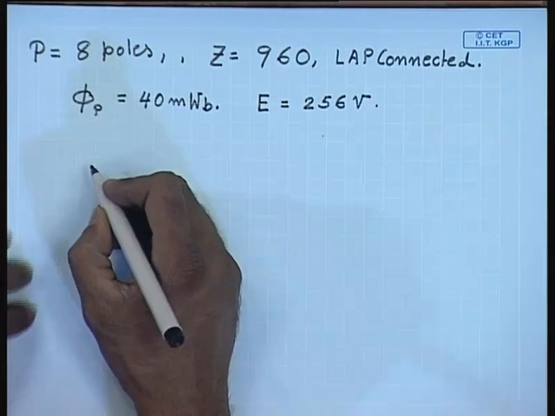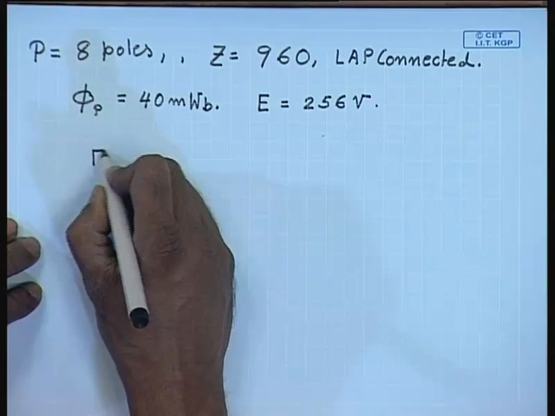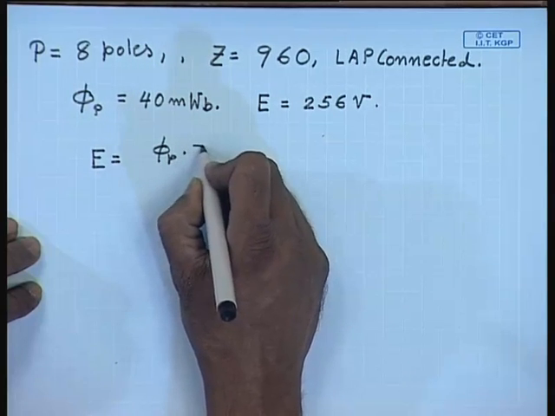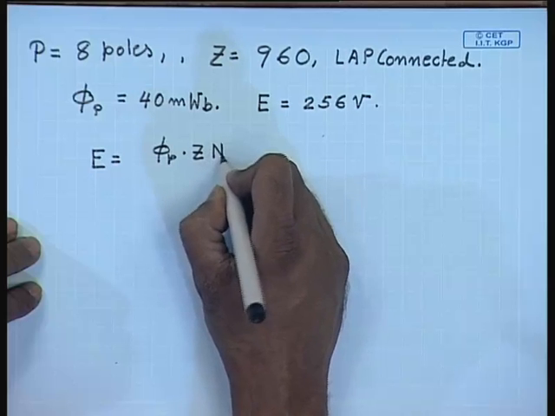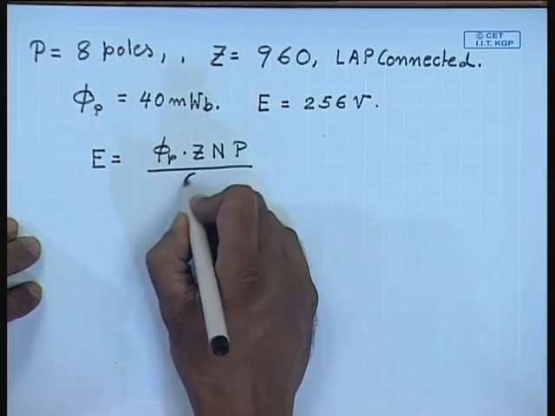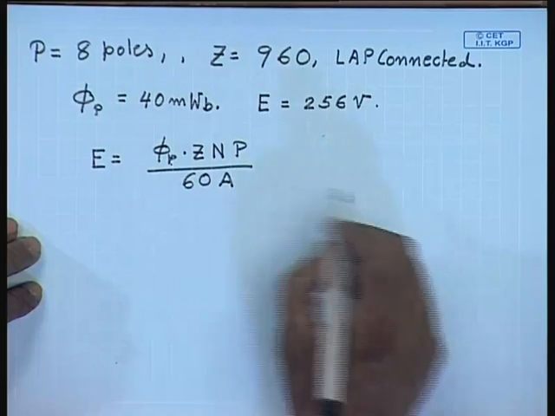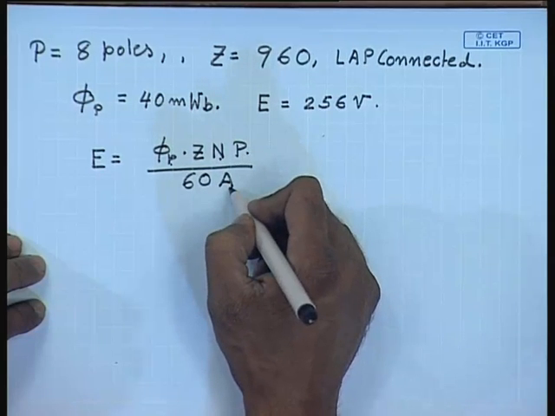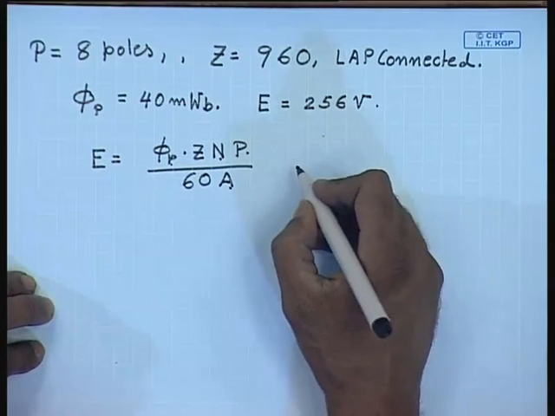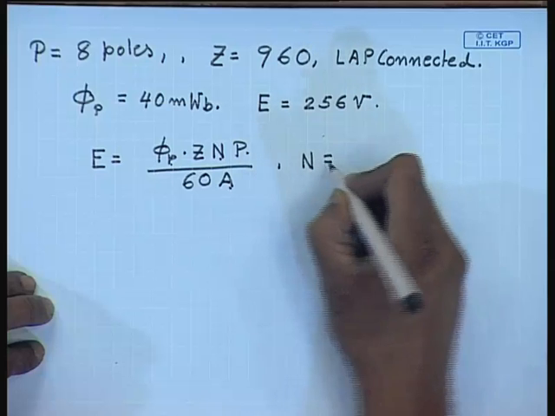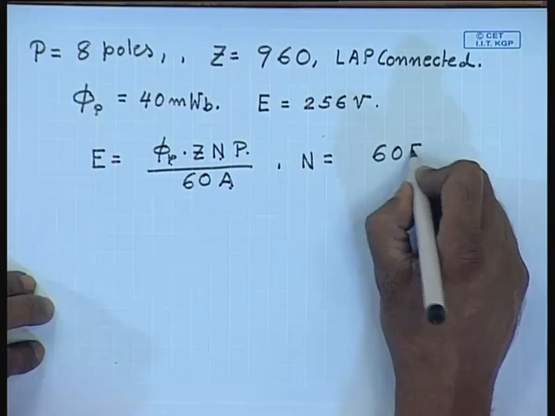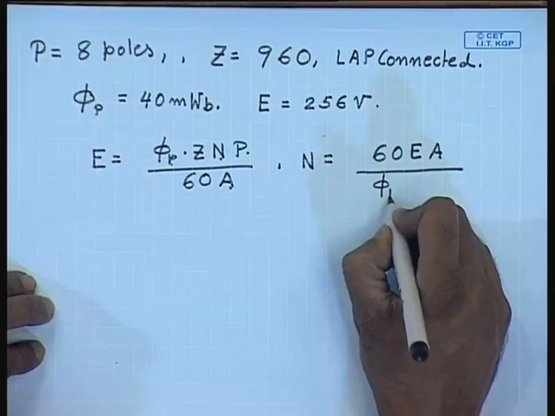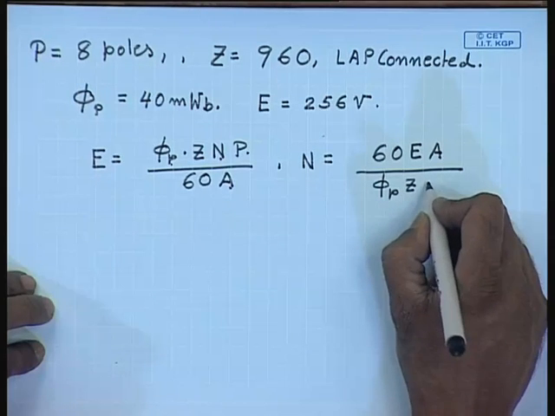This is a straightforward application of the formula of induced voltage, which is given by E equal to phi p z n p by 60 a, where phi p is the flux per pole, z is the total number of conductors, n is the speed of rotation in rpm, p is the number of poles and a is the number of parallel paths. In other words, n can be written as 60 E a divided by phi p z p.